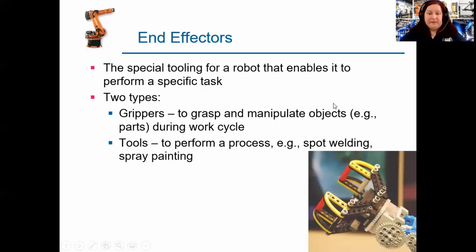So the end effectors, these are the things that are attached to the robot arm, and they are very different depending on what we want to do. Some of them are grippers, the ones that can lift something and hold it, or they can be tools. We're welding, we're cutting, we're doing something with them.